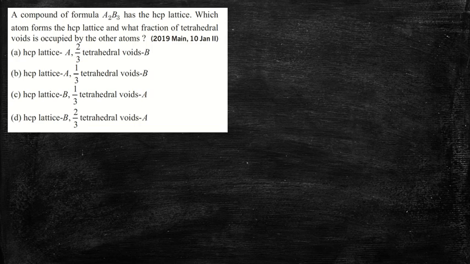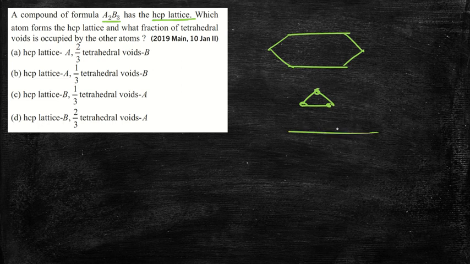Hello guys, so we have a question from 2019 mains, and in this question they are saying the compound with formula A2B3 has an HCP lattice. HCP means hexagonal close pack lattice, and just to quickly help you understand what kind of structure it has, it has a hexagon on the top, then it has three particles in the second layer, and again in the bottom layer it has the same hexagon repeated at the bottom like this.